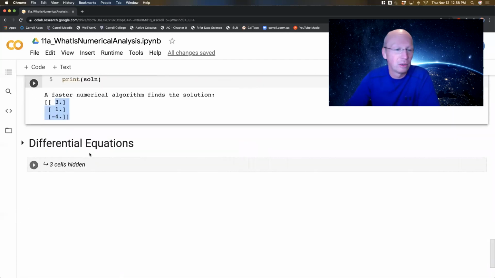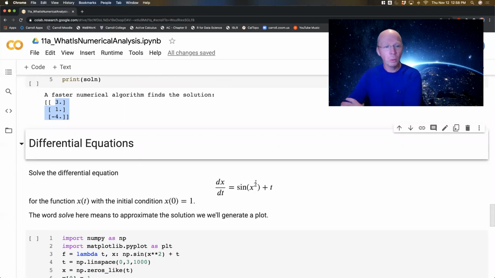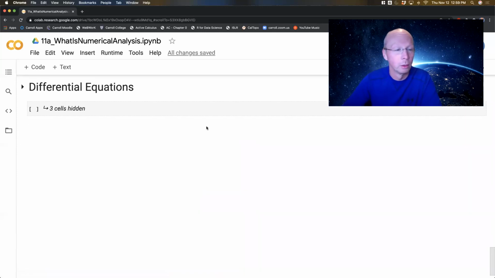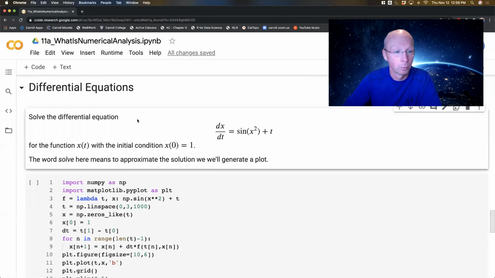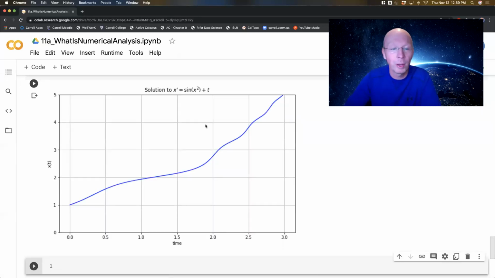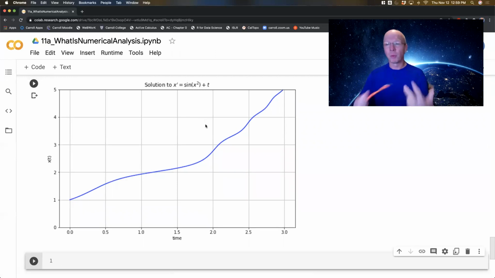And my last example is in differential equations. Say we wanted to solve this differential equation, x prime is sine of x squared plus t, some differential equation with an initial condition. In other words, solve here does not mean work out a function for x of t. It now means give me an approximation. Again, you can ignore all my code here. I'm just going to run it real quick. There we go. Now when I say solve, I get an approximation at every individual time, and I can make a plot. And here's a plot of what the solution would look like.